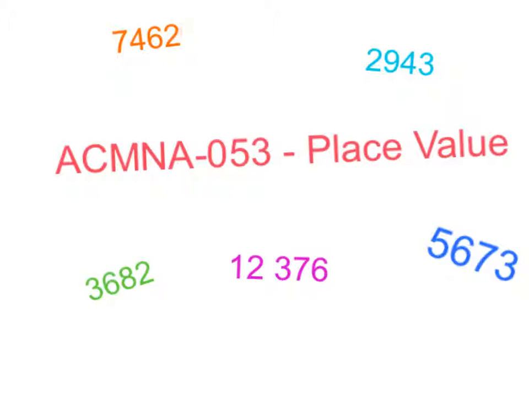We would say this number as 7,462. This number, 2,943. We would say this number as 5,673. This number we would say as 3,682. And this one we would say it's 12,376.